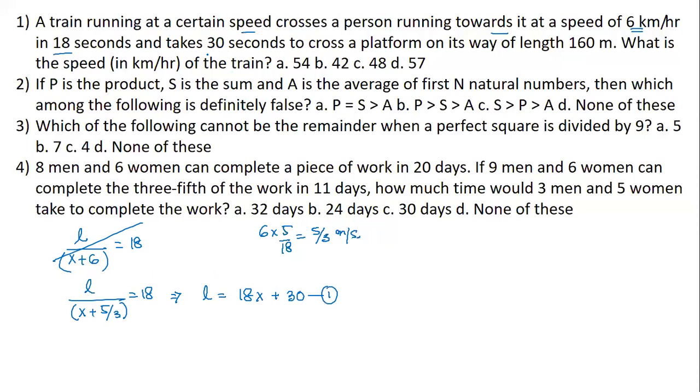The second equation is: it takes 30 seconds to cross a platform on its way of length 160 meters. Since this is 160, my conversion of 6 km/h to meters per second is basically a fruitful one. Because otherwise, if I took km/h, I would have to change the meters into kilometers as well, where the concept of fractions would come in and make the calculation a bit lengthier. So this will become L plus 160, the length of the train plus the length of the platform, divided by X, because there's only one speed involved over here, and that would be equal to 30. Correct? I hope it's okay.